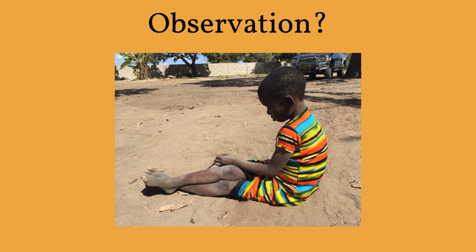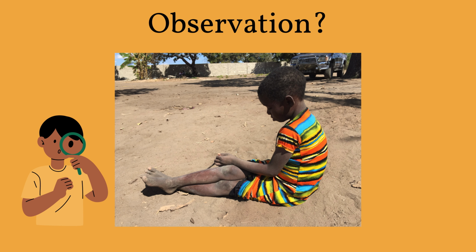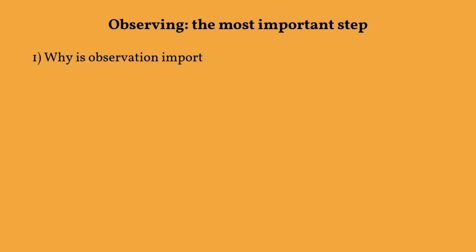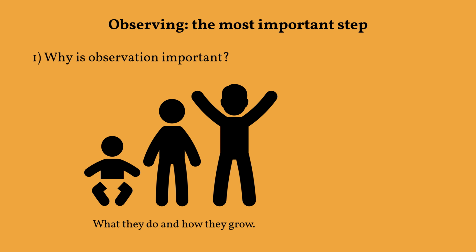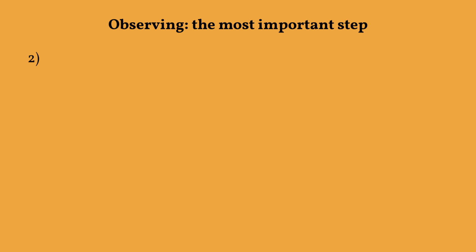Before you can describe how far a child is in their development, you must first take the time to really watch and listen. This is called observation. Why is observation important? By watching a child, you learn more about what they do and how they grow. Only after observing is it possible to explain how the child is developing. How do you observe a child?